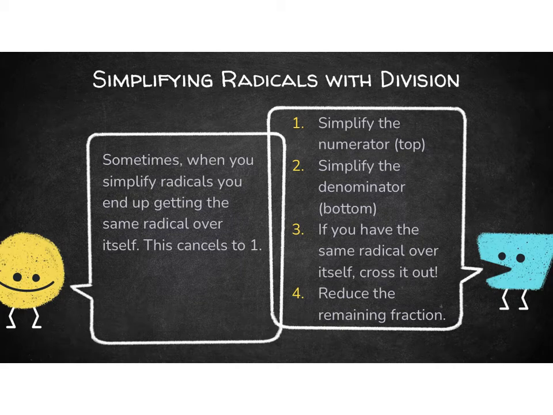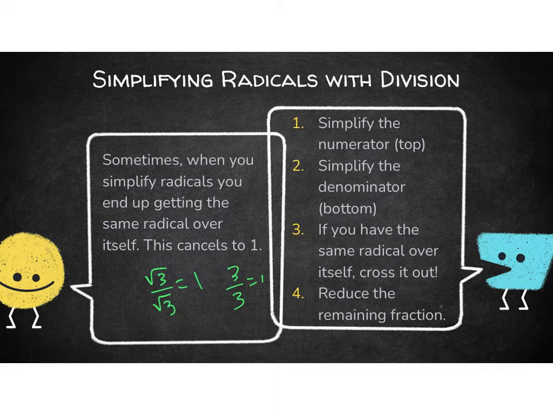So the simplifying radical part, it says sometimes when you're simplifying radicals, you end up getting the same radical over itself. This radical cancels to 1. What we're talking about here is when you look at something like the square root of 3 divided by the square root of 3, that is the same as saying 3 over 3. 3 over 3 is just 1. Well, the square root of 3 over the square root of 3 is also just 1.